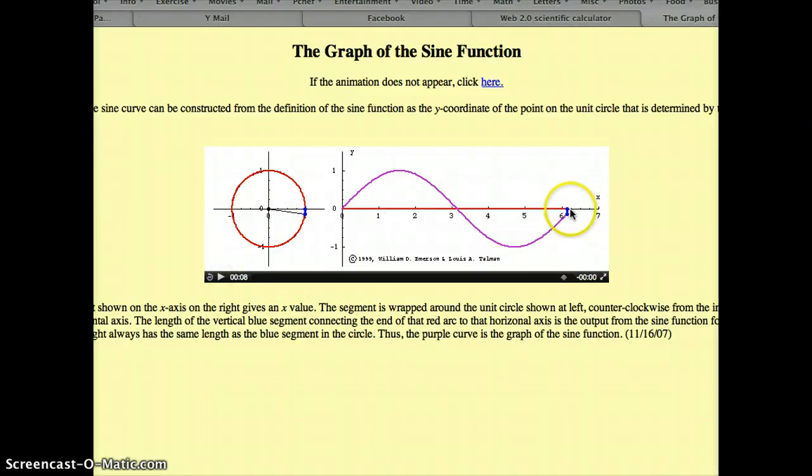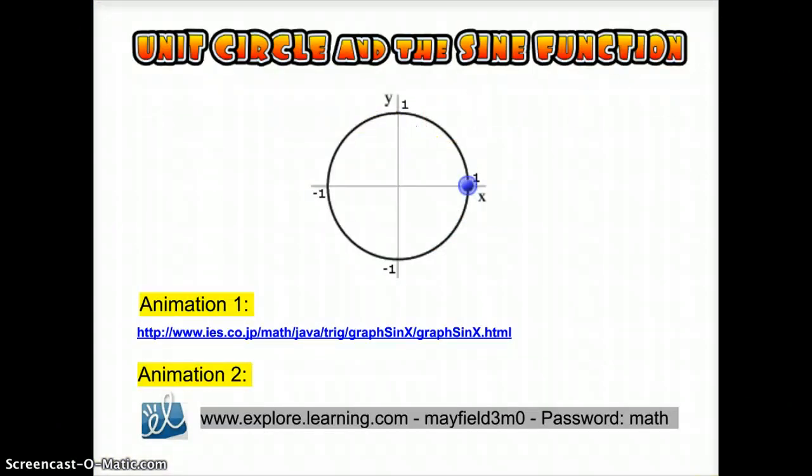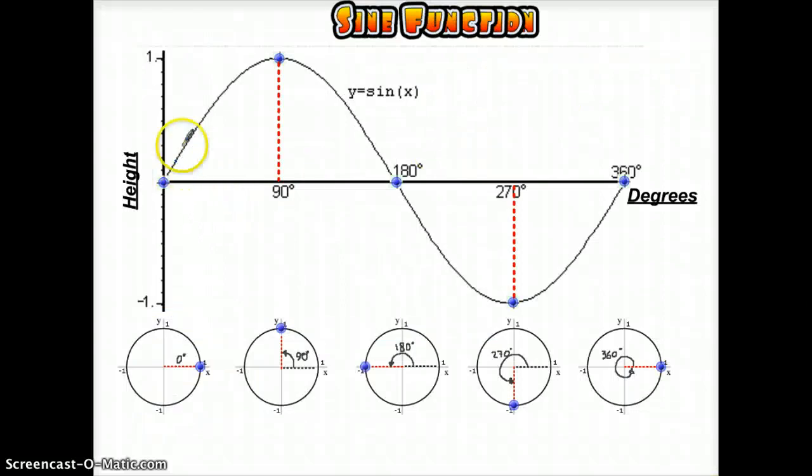At 360, it will again go back to 0. Does that make sense? So on our next slide, here we have everything that we just saw. This little circle represents this point, right?